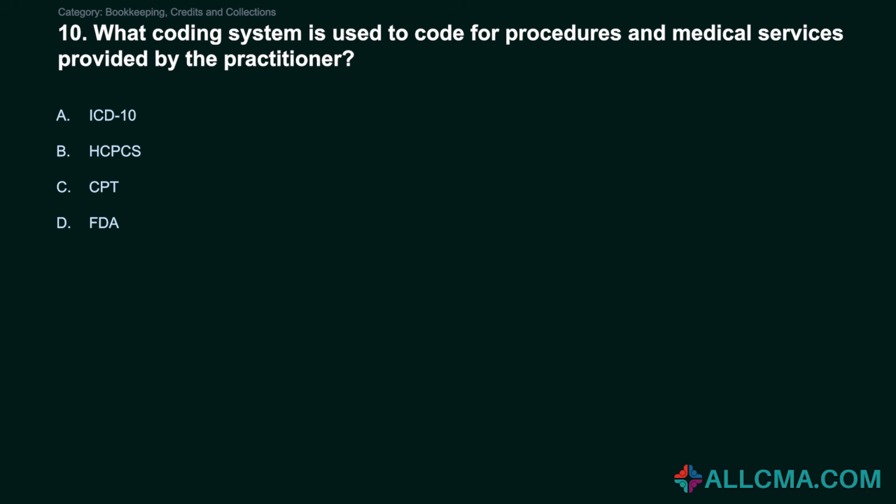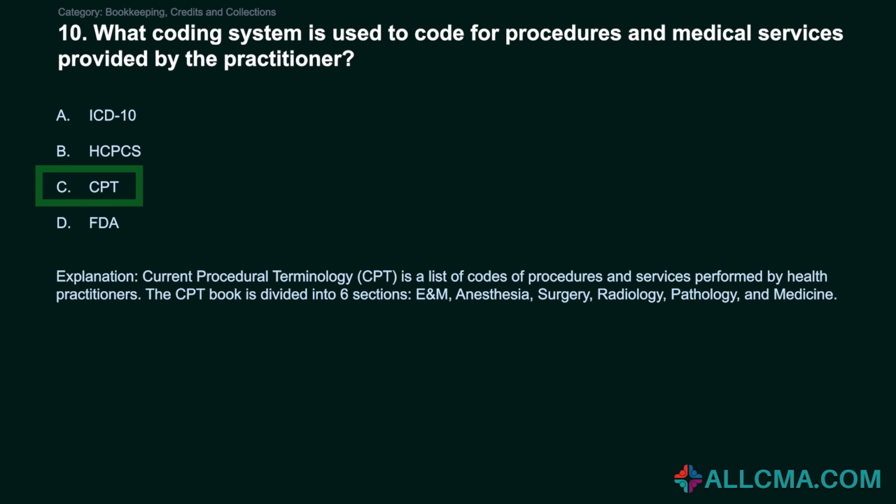10. What coding system is used to code for procedures and medical services provided by the practitioner? A. ICD-10. B. HCPCS. C. CPT. D. FDA. Correct answer: C. CPT. Current Procedural Terminology, CPT, is a list of codes of procedures and services performed by health practitioners. The CPT book is divided into 6 sections: E&M, anesthesia, surgery, radiology, pathology, and medicine.